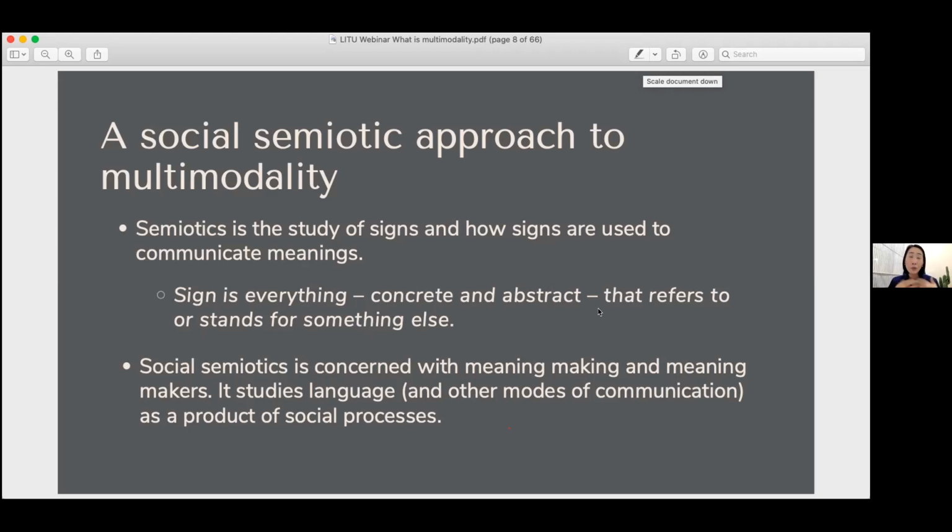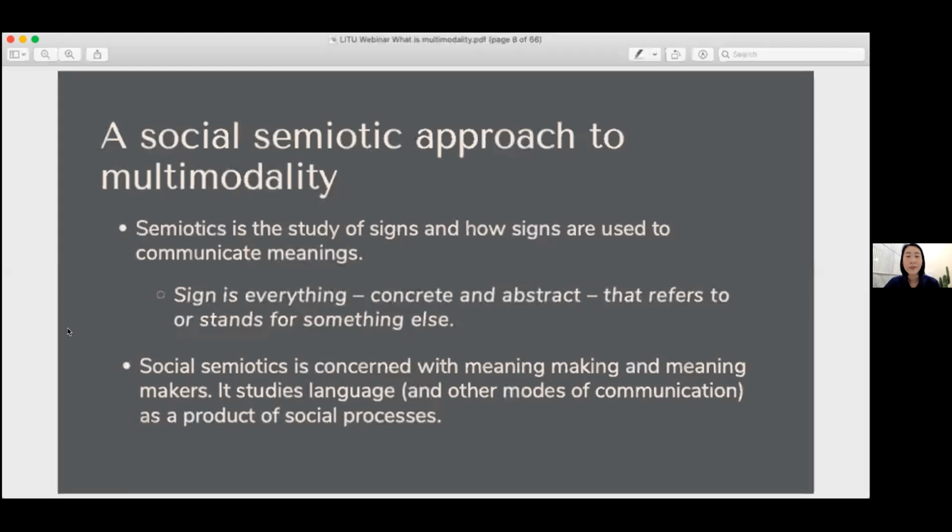As human beings, language is the biggest system of signs that we use to communicate, right? So hence, from semiotics, it turned into another field that is called social semiotics. In this study, it concerns meaning making and meaning makers. So we now look at signs for meaning making in social context, because for social semiotics, we believe that language and other modes of communication as well are a product of social processes. Over time, people might use language for different things in history, but things have changed and everything evolves. That is the study of social semiotics, and that is where multimodality came from.